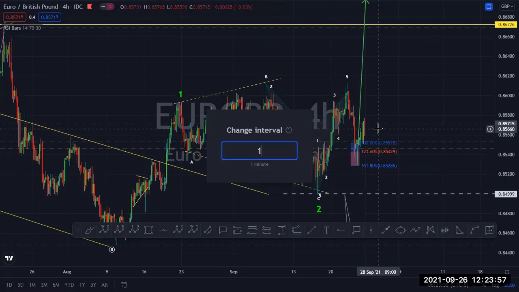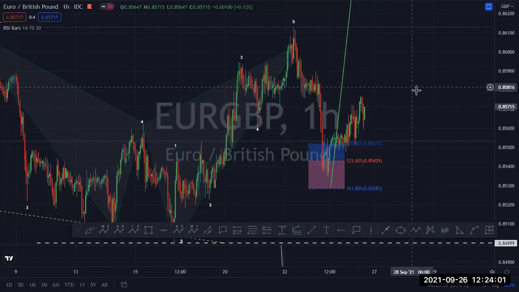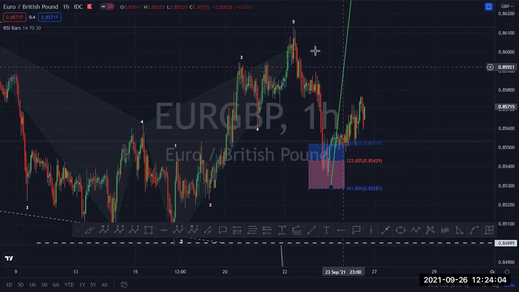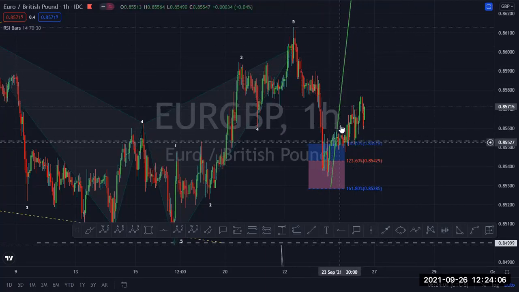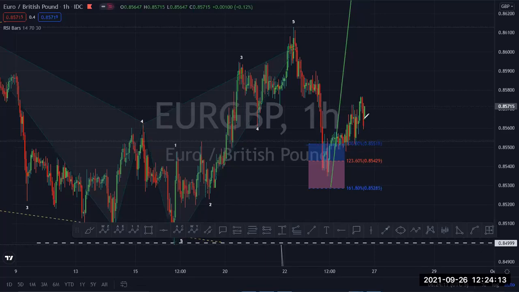So let's see 1 hour. So 1 hour, you can see this move is corrective. Okay, this move is corrective. So in order to buy, I would like to see some move up, then a drop before I will buy. So buying it here right away, I don't like it. I prefer to sell than to buy.